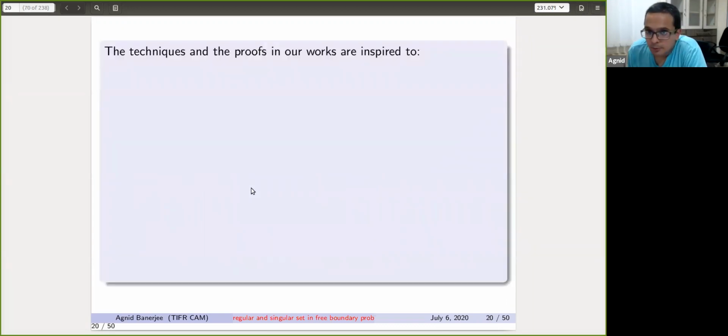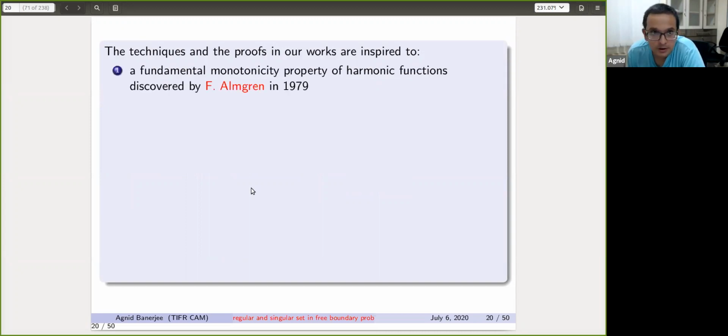Now, the techniques and proofs in our works build on a lot of previous works. They are in particular inspired by a fundamental monotonicity property first discovered by Fred Almgren for harmonic functions, which says that you have a certain quantity, which is a function of R, defined in terms of the Dirichlet energy, and Almgren was able to show that such a quantity is monotone.